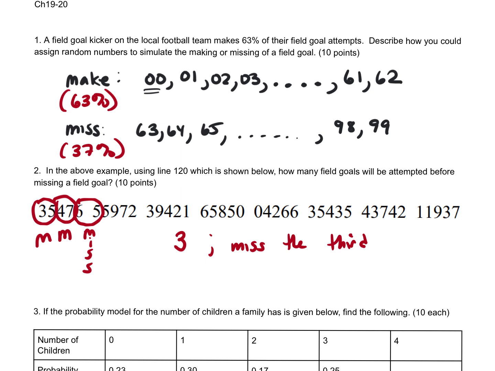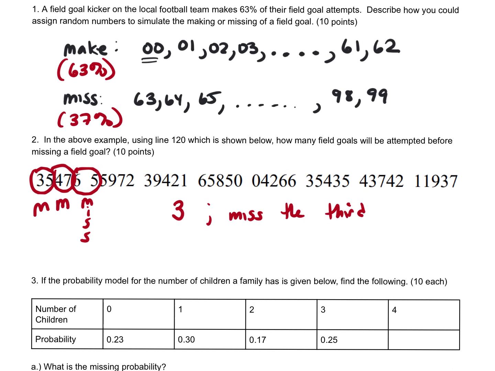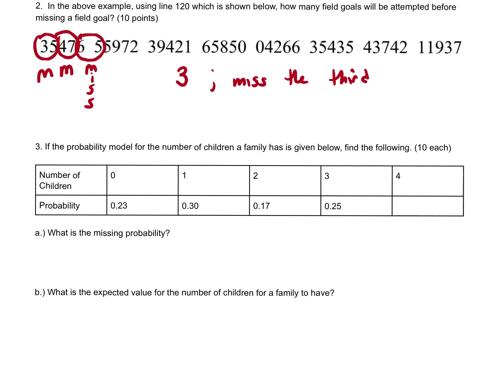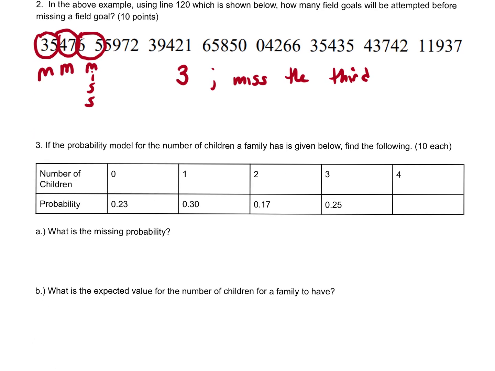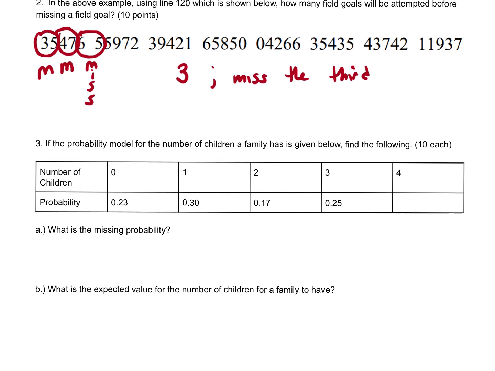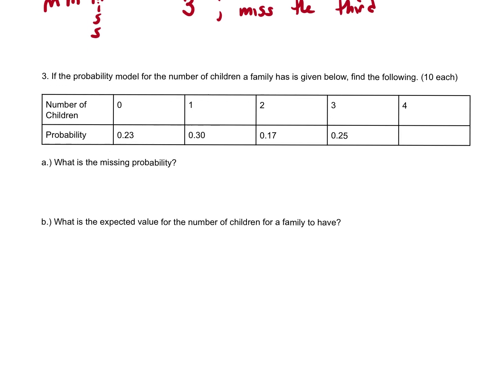So the other kind of probability we had, this was lesson 4, was the expected value, where you're trying to find the average value of an outcome throughout some kind of event. So this one, I have a probability model for the number of children a family has, given below. So we have the number of children is 0, 1, 2, 3, and 4. These are just random numbers I came up with. So according to this model, you can't have 5 kids because it's not on this chart. So the first question says, what is the missing probability?